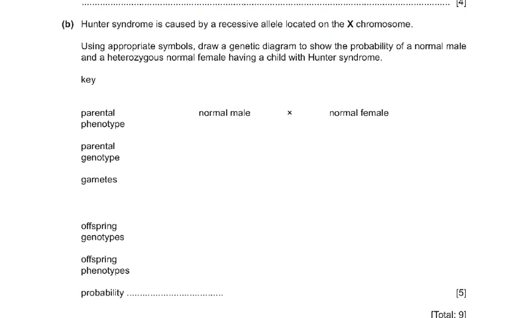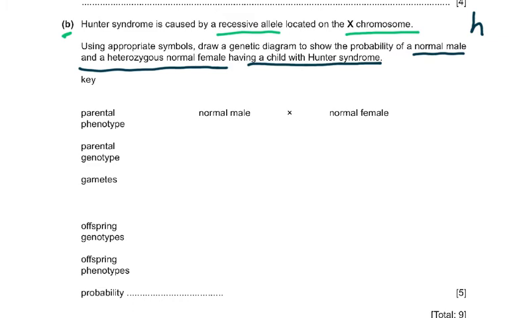Then coming on to the B part of the question, Hunter syndrome is caused by a recessive allele located on the X chromosome. So it has to be a small a. Any letter you use, I'm not saying use the letter A. Maybe if you want to use Hunter, so you want to use the letter H, I'm fine with that. Using appropriate symbols, draw a genetic diagram to show the probability of a normal male and a heterozygous normal female having a child with Hunter syndrome.